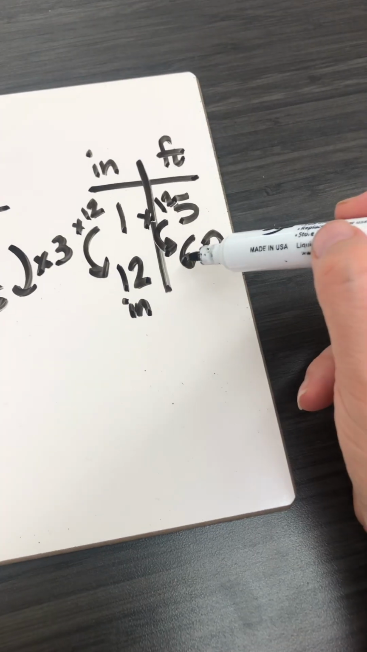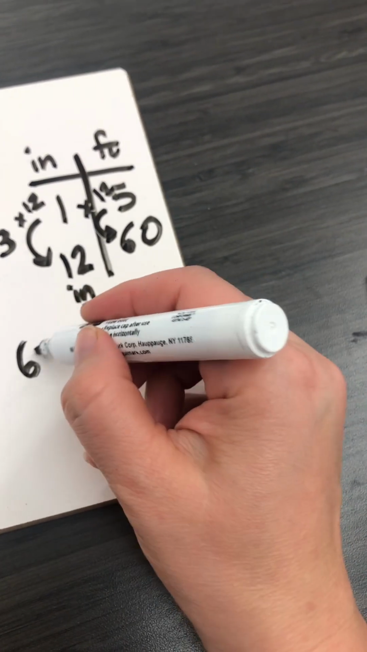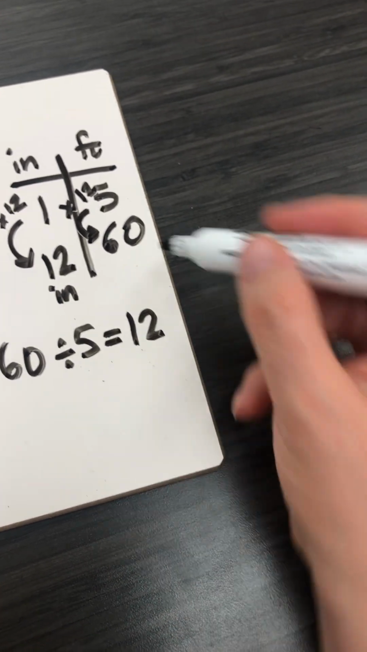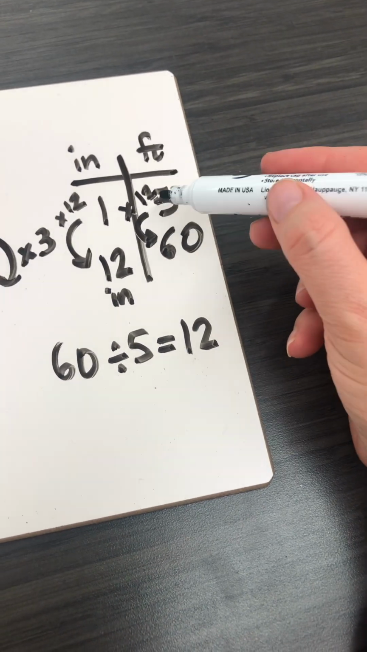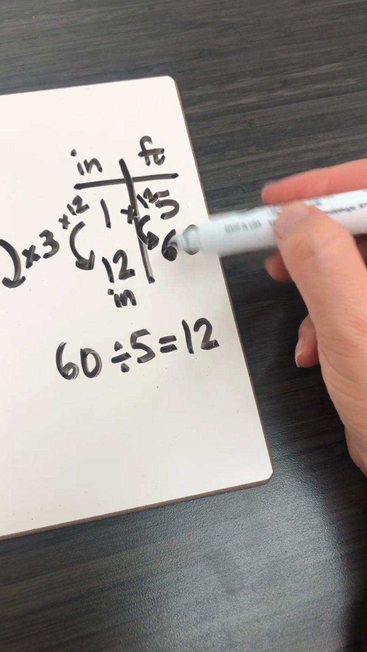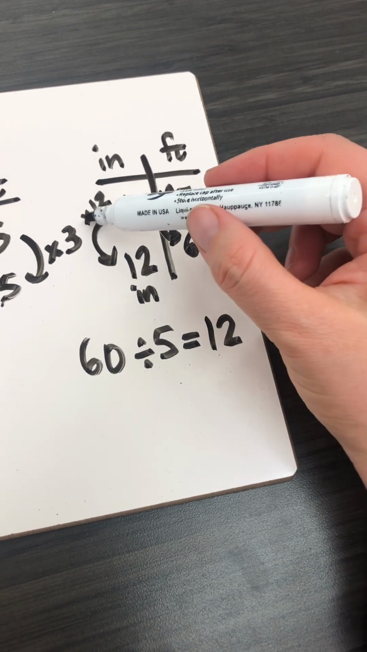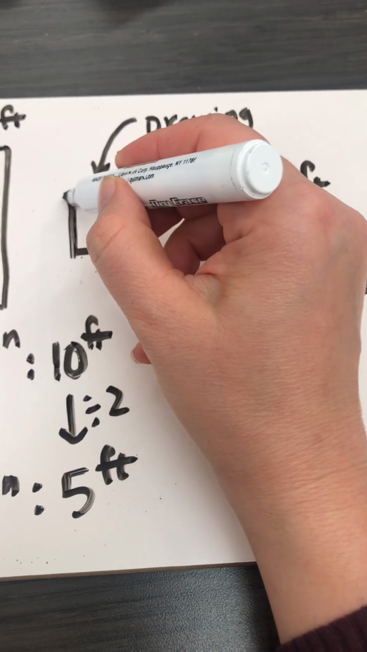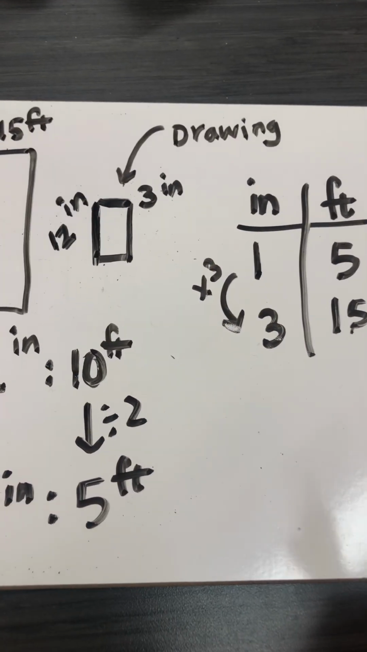Now if I didn't know 5 times 12 is 60, I can simply do 60 divided by 5 to find that missing factor. And then I can use that to check it. 5 times 12 is equal to 60. So I found it by doing 60 divided by 5. And then I will use that 12 to do 1 times 12 to give me 12 inches. So my drawing of the tower is 12 inches tall.